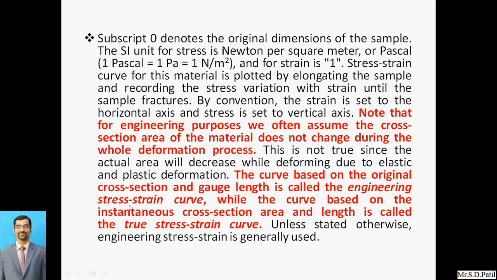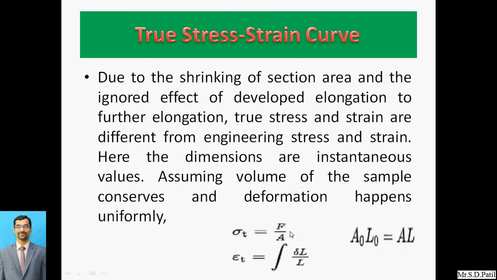So the engineering stress strain curve is plotted by considering the original cross-sectional area and the original gauge length, and the true stress strain curve is plotted by considering the changes, whatever the area has decreased. The instantaneous cross-sectional area at the time of fracture and length have been considered. The true stress strain curve is calculated likewise. Due to the shrinking of the sectional area, and ignoring the effect of developed elongation on further elongation, the true stress strain differs from the engineering stress strain.